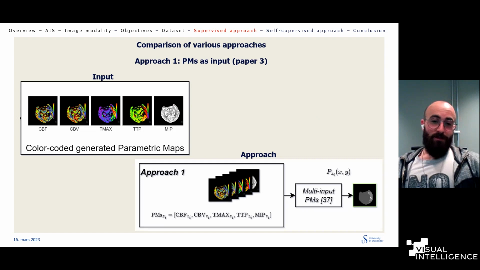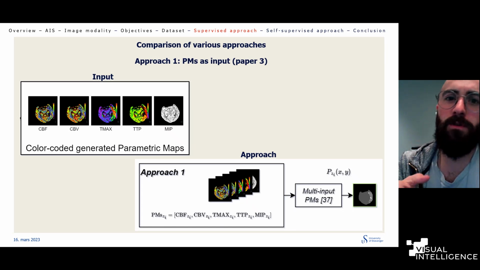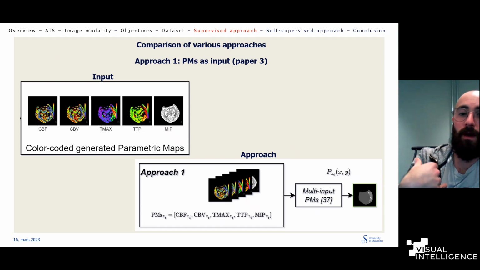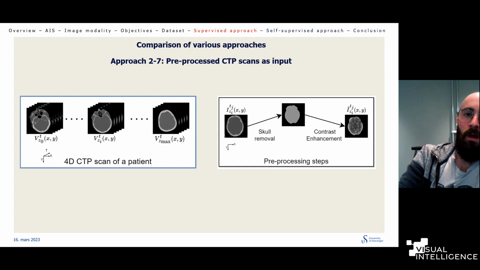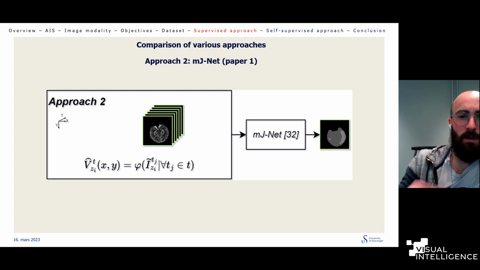In order to do that, we tested 7 different approaches. I will try to go fast here because, honestly, there are a lot of approaches. The first approach is the one proposed in the previous paper, the one where we have the parametric maps as input. From approach 2 to approach 7, we used instead the 4-dimensional CT perfusion scans. Again, they pass through the same pre-processing steps.